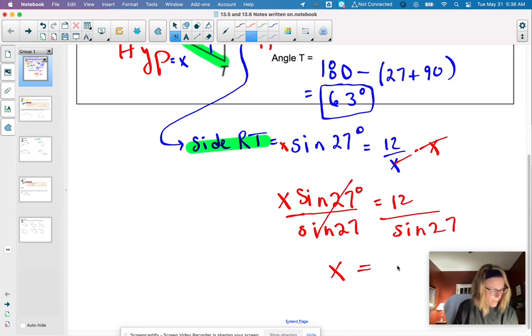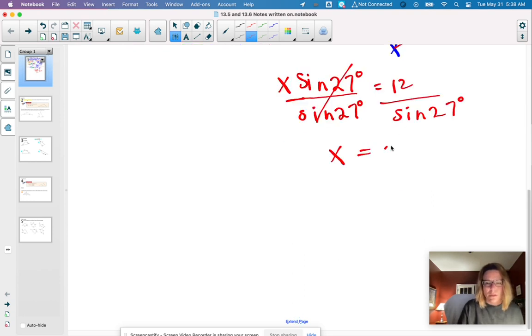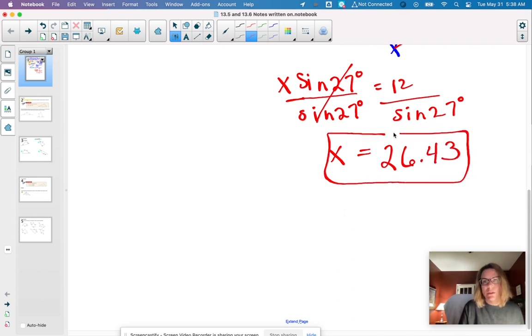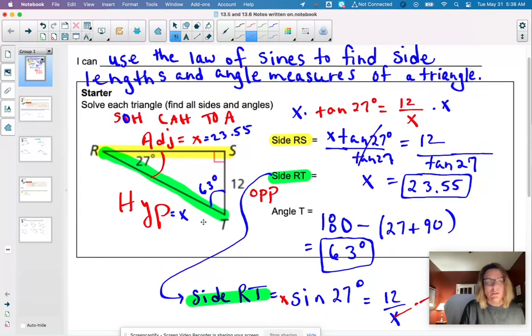X is equal to, all right, stay consistent, I guess, with that. And if we take 12 divided by sine 27, we should get 26.43 if we round to the nearest hundredth. So what we just found was this side, which is 26.43.